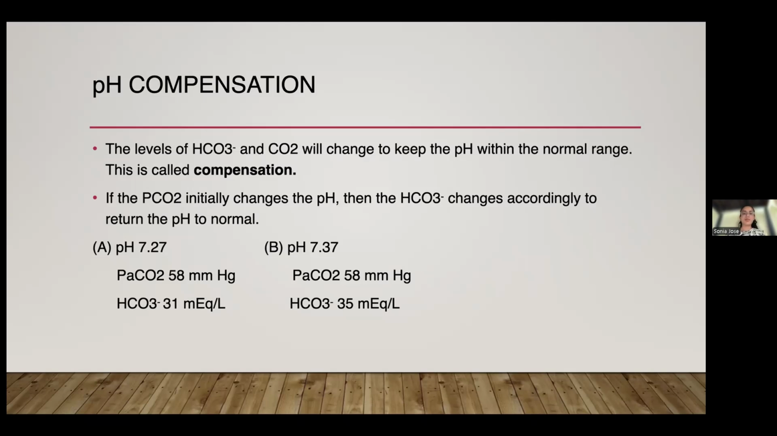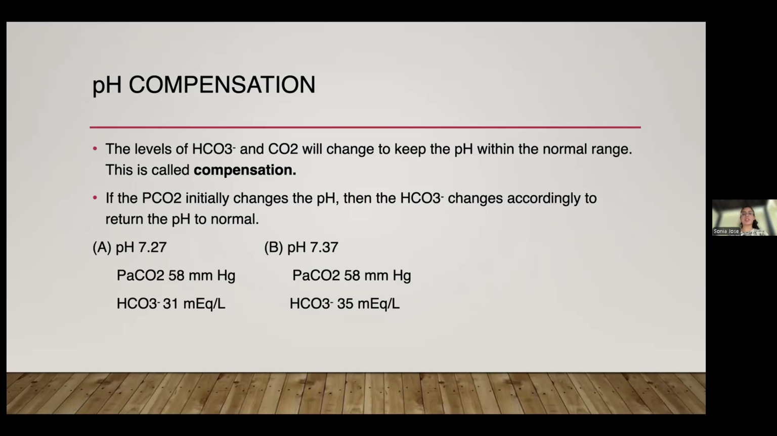So if PCO2 initially changes the pH, then HCO3 will change accordingly to bring the pH to normal. So how it is happening means if PCO2 increases and as a result pH decreases, that is the primary change, then HCO3 will increase, trying to keep the pH in the normal range.